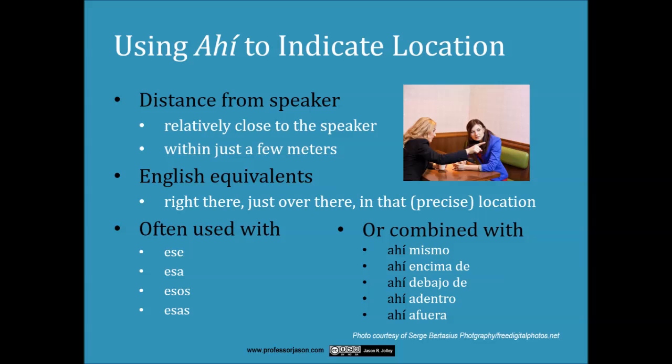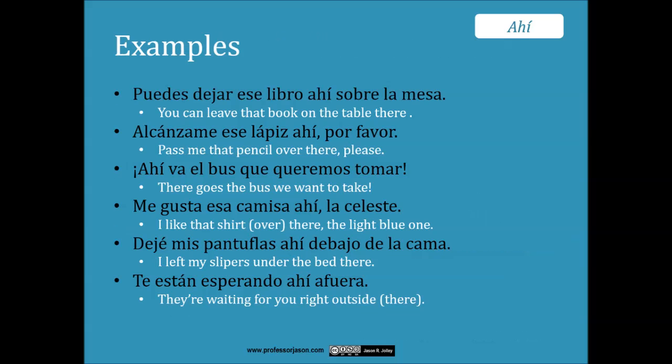Now in terms of the demonstrative adjectives, ahí is often used with ese, esa, esos, and esas, which mean that one over there, right? And they can be combined as well. This one, ahí, can be combined as well with other adverbs of place. So ahí mismo, right? Right over there, in that exact location. Ahí encima de, ahí debajo de, dentro, fuera. So let's look at some examples of ahí that illustrate what we just talked about.